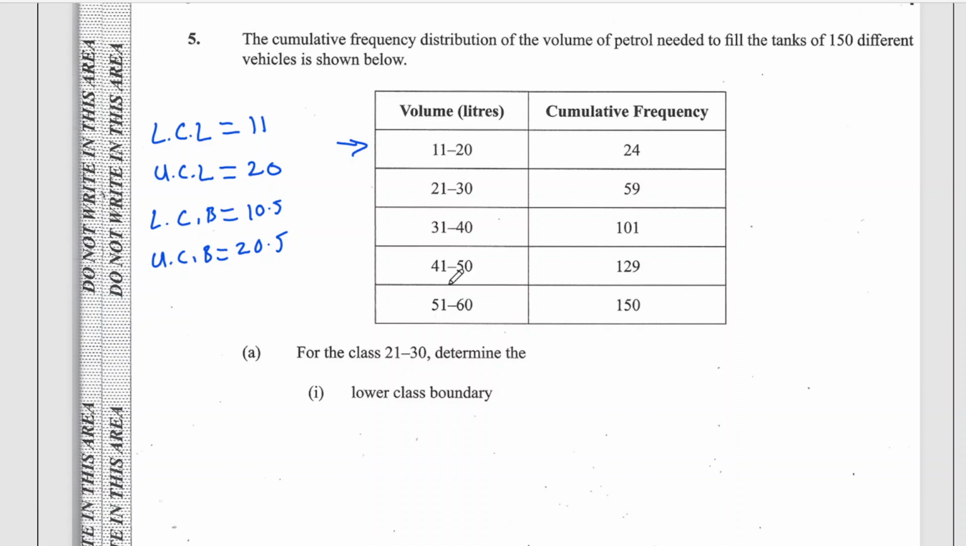So let me see what it asks here. For the class 21 to 30, determine the lower class boundary. They're interested in this one here. For the lower class boundary, we would take away 0.5 from 21. So this will be 20.5 liters. This is our lower class boundary.